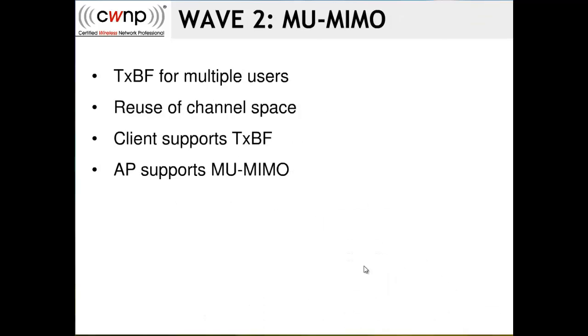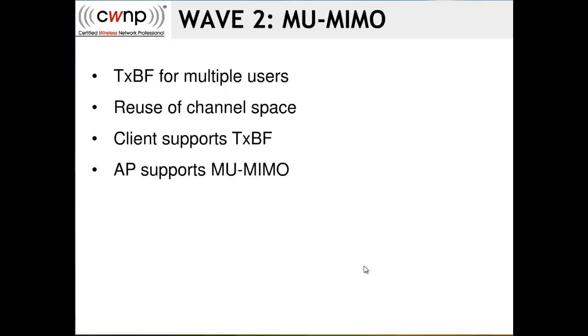Okay, wave 2 is multi-user MIMO. This is another thing that we'll see. Transmit beamforming for multiple users is an oversimplification of how to use this, but it's reuse of the channel space. The client needs to support transmit beamforming because it doesn't really know multi-user MIMO is going on per se. There's some communications there, but it's really about the AP being able to support this and to simultaneously transmit to multiple users.